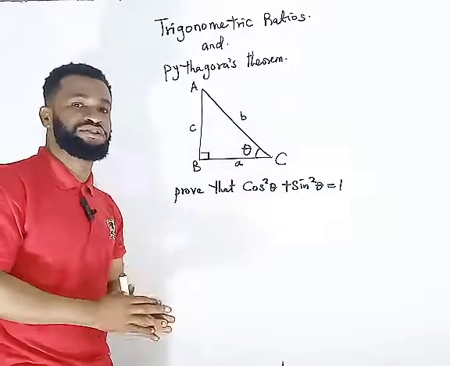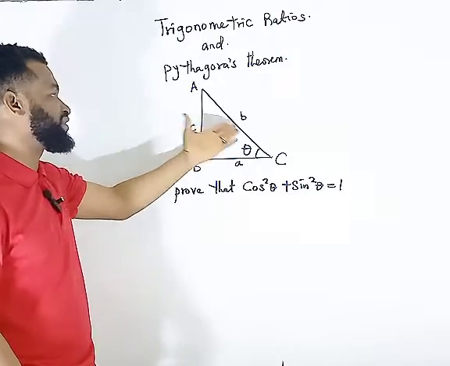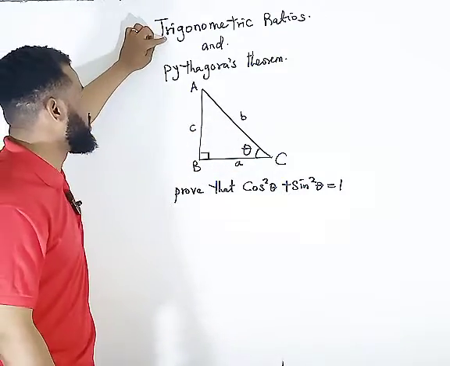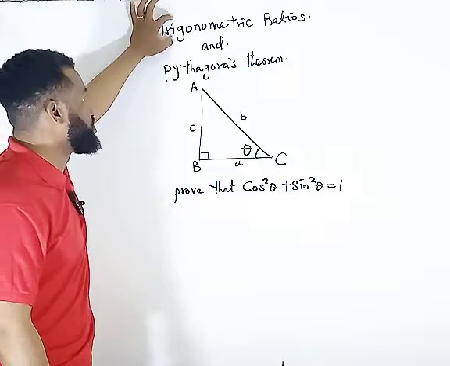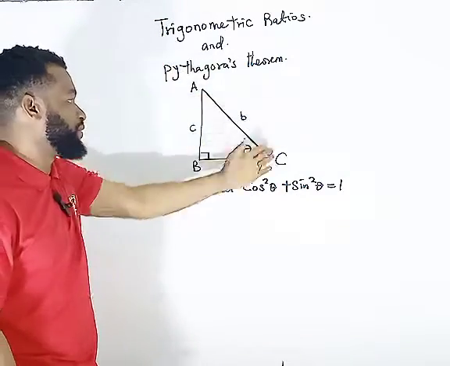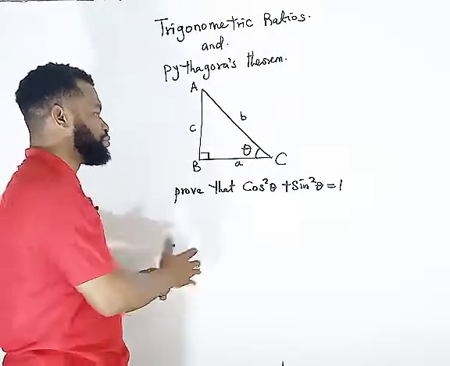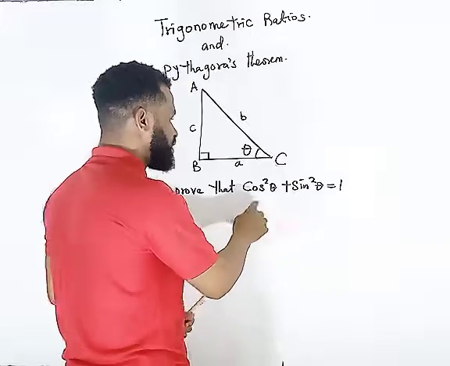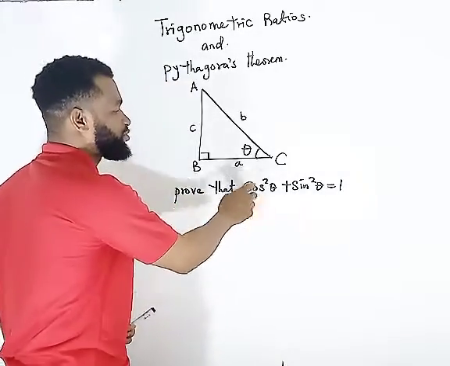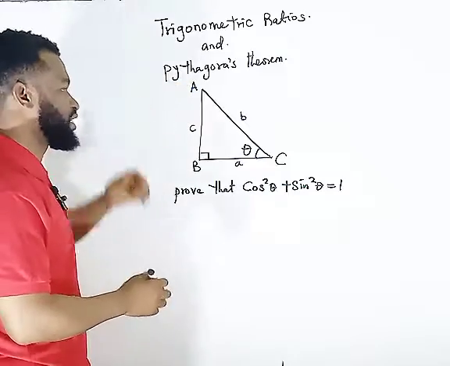In a right angle triangle, the only rules you can apply to find a side or an angle are either Pythagoras theorem or trigonometric ratios. Trigonometric ratios help to find the angle, and Pythagoras theorem helps to find the sides. But I'm going to combine these two in order to prove that cos squared plus sine squared is equal to 1. First of all, I'm going to apply Pythagoras theorem.